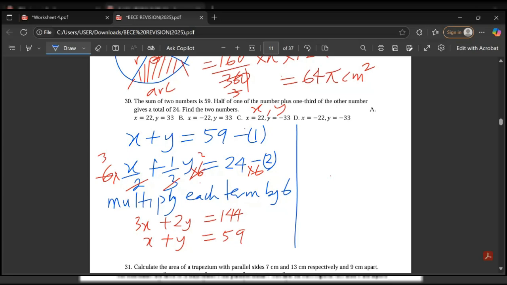So that means the coefficient of x in equation 2 is 3, while the coefficient of x in equation 1 is 1. So I have to make it to be 3. That means I have to multiply by 3. So in that case, I'll multiply this one by 3. Multiplying this one by 3, I will then have 3x plus 3y.